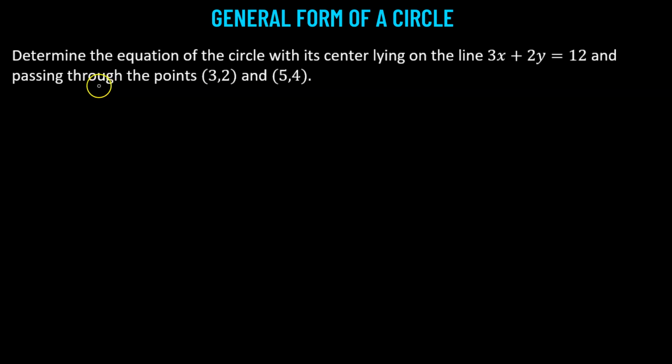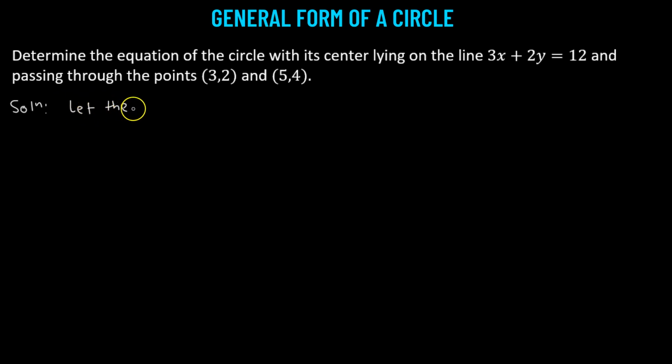So in this problem, we need to determine the equation of a circle with its center lying on the line 3x plus 2y equals 12, and it passes through two points, (3, 2) and (5, 4). Let us begin. We will start by considering the equation of the circle.